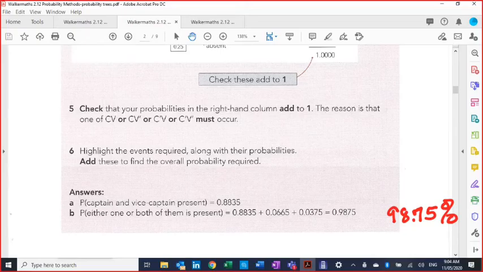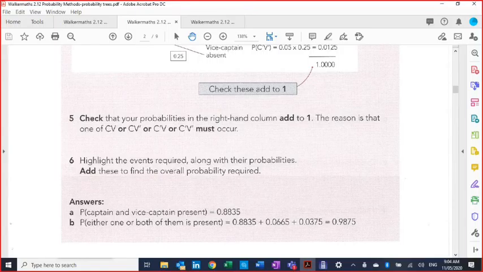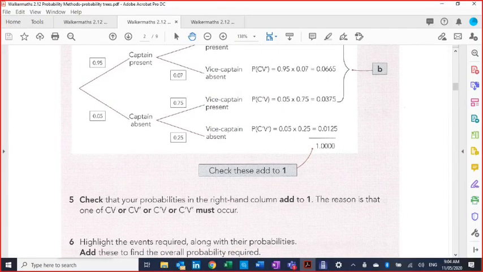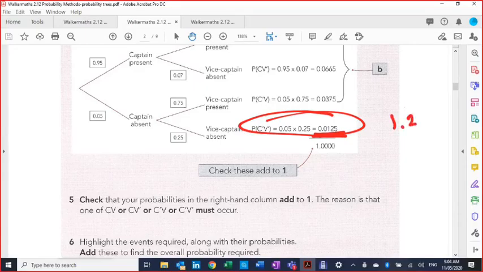Now, if I wanted to find out when they're not there, I could just subtract that from 1, but I also know that this is the branch for when they're not there. So I know that probability. And that's a very, very tiny number. As a matter of fact, if you convert it to percent, it would be 1.25%, which is a very small percent.